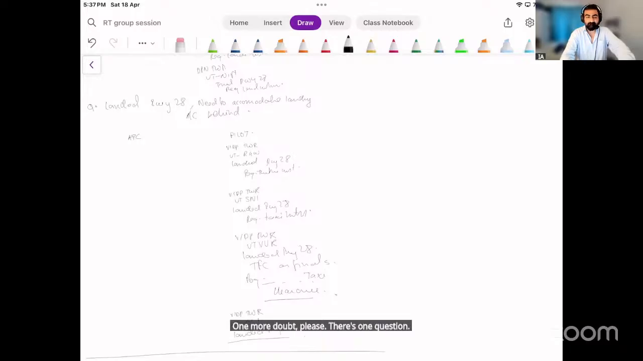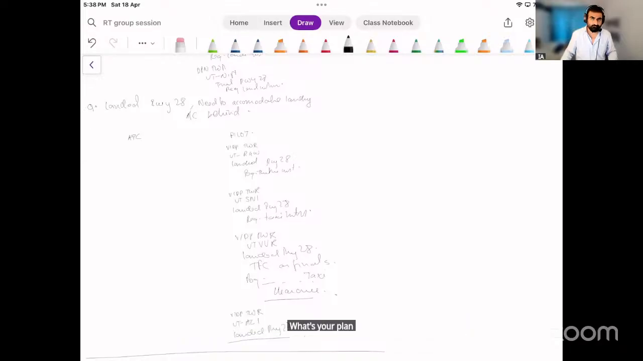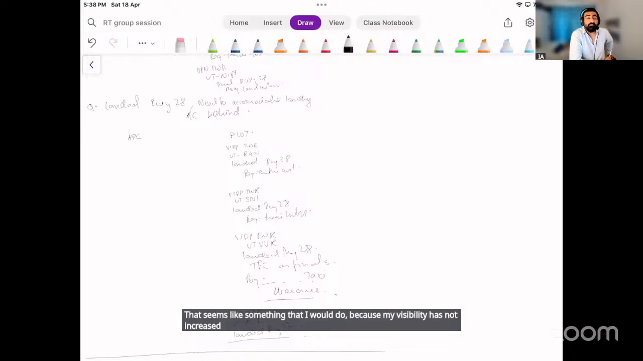If visibility is getting low at destination and ATC advises you to get prepared for holding till it gets cleared, but after some time ATC contacts you to update that it remains the same, what's your plan of action? You will maintain your hold. You will extend your duration. That seems like something that I would do because my visibility has not improved.